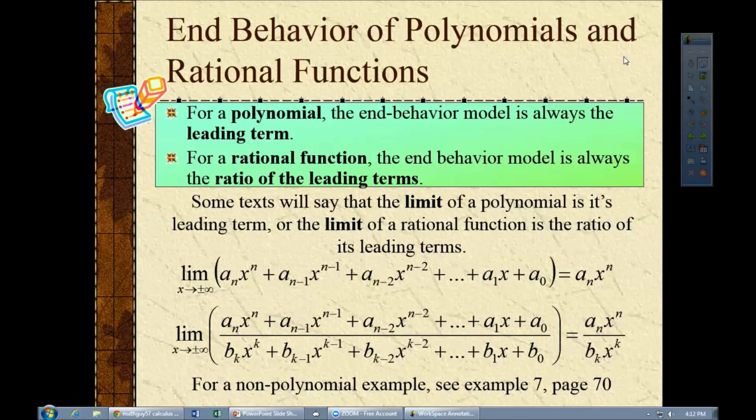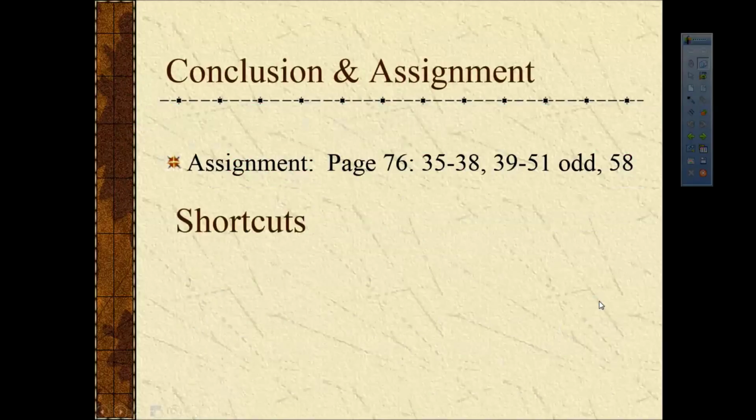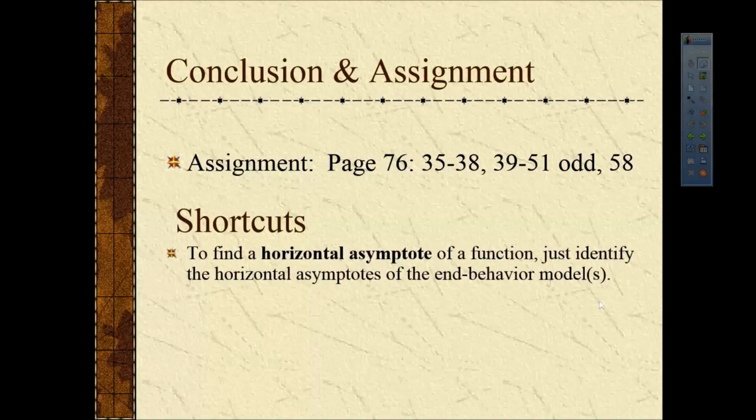To see some examples of non-polynomials or non-rational functions and determine what their end behaviors are, I'd refer you to example 7 on page 70. And for practice with end behavior models, I'd like you to try page 76, 35 through 38, 39 through 51 odd, and number 58. Just a few other hints and reminders. To find a horizontal asymptote of a function, identify the horizontal asymptotes of the end behavior models. They will be the same thing.